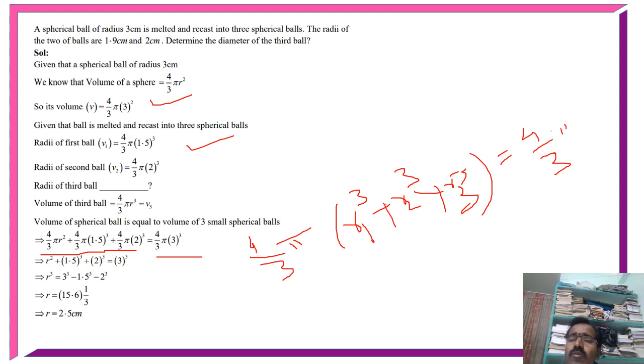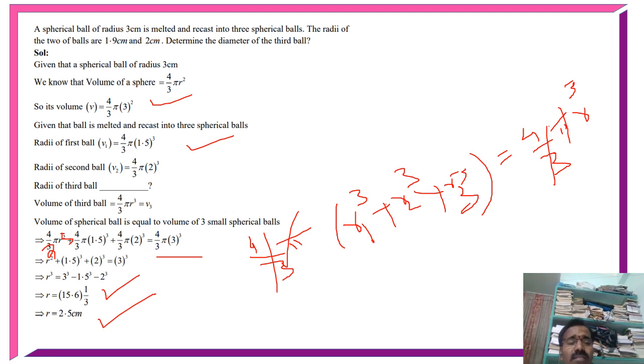Here 4 by 3 pi is common. We can cancel 4 by 3 and pi on both sides. It is left over as r cube. This is cube, students. So volume is in cubic units. Here r cube is given clearly. So r cube plus 1.5 whole cube plus 2 cube equals 3 cube. Simplify, we get 2.5.